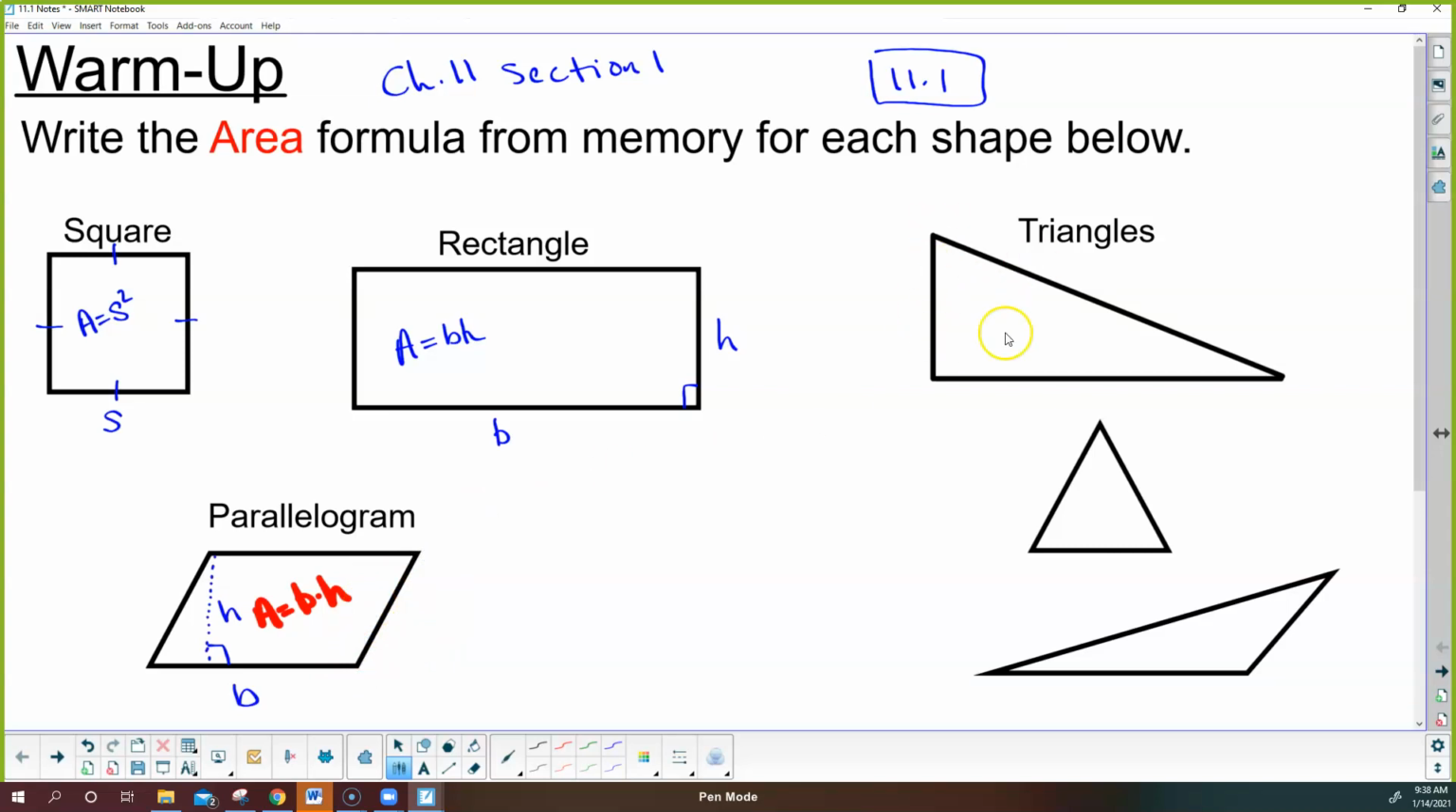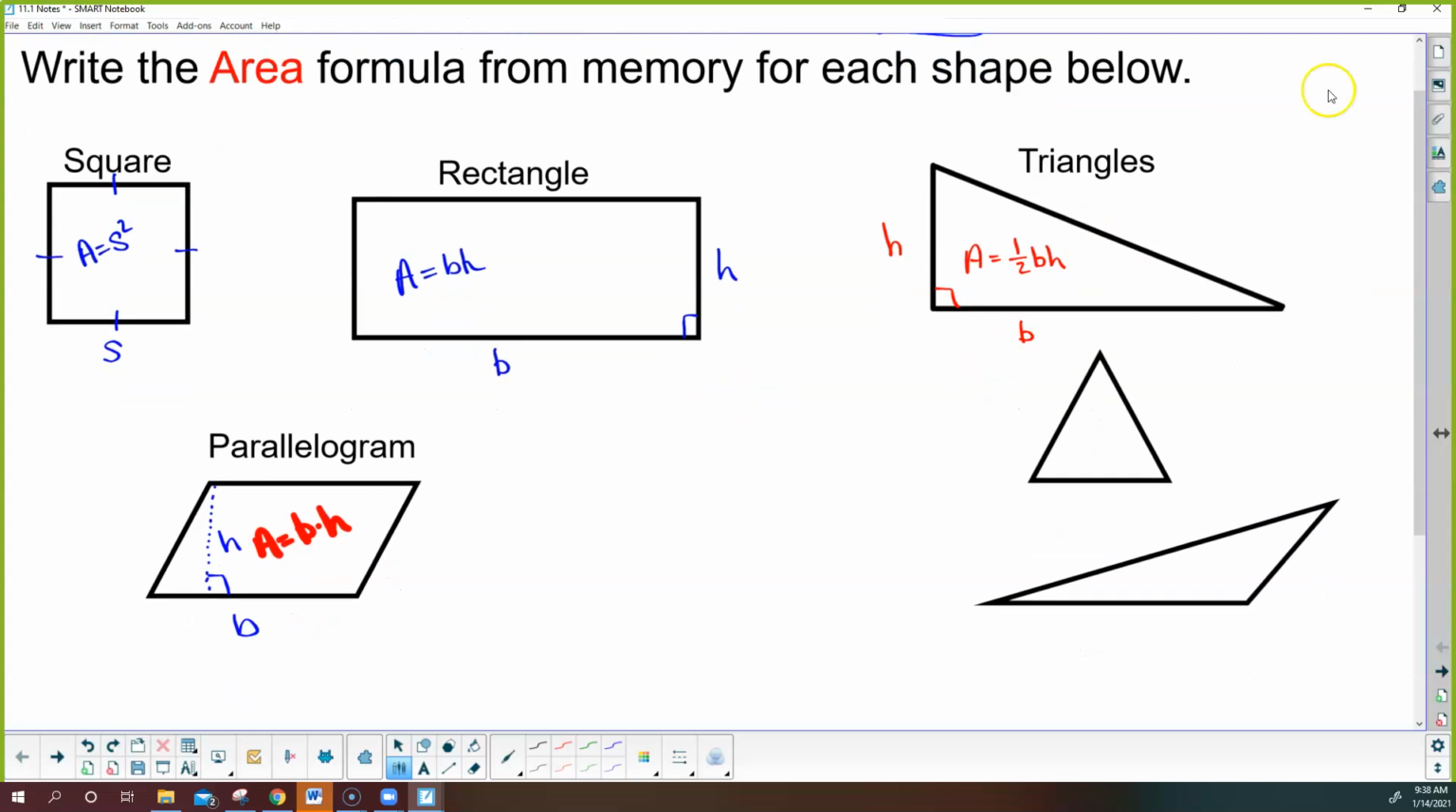Okay? Well, then a triangle. I'm going to erase this too, but what if I cut this rectangle right in half? Okay? And I took just this side right here. Well, this triangle is exactly 1/2 the area of the rectangle. So a triangle will have a base, it will have a height, and its area formula is 1/2 base times height. Okay, so hopefully those are all familiar.